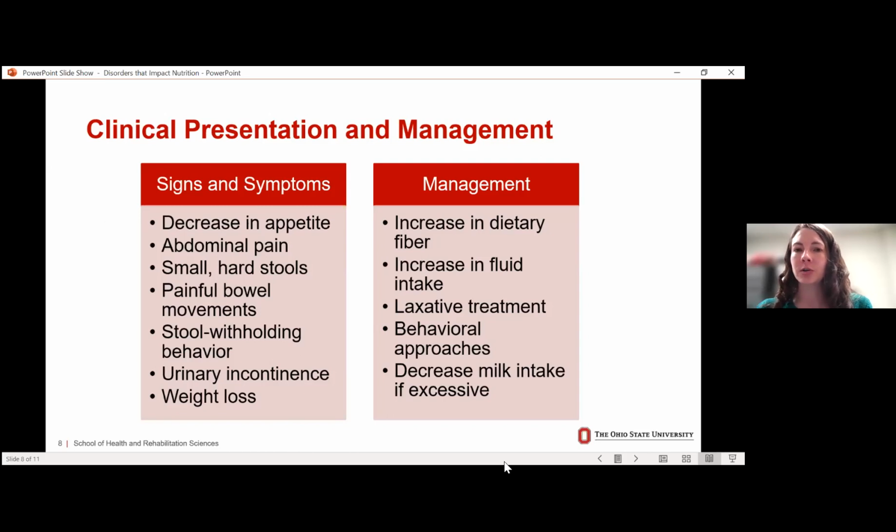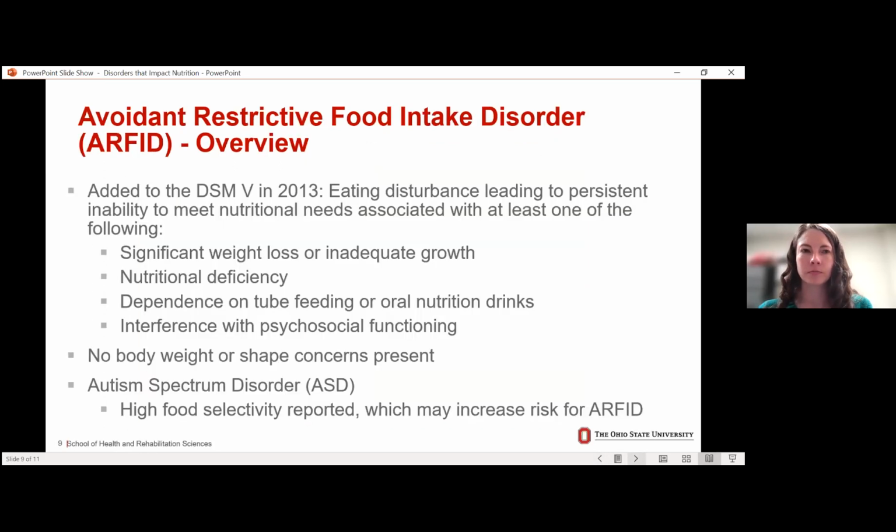But in conjunction, finding strategies to increase dietary fiber intake, increase fluid intake as well, and then behavioral approaches around toileting can be utilized. Excessive milk intake has also been associated with constipation, and sometimes reducing that milk intake can actually help ease constipation. And excessive milk intake, we're talking 5-6 cups of milk per day, well beyond the guidelines of 2 to 3 cups a day that would meet the calcium needs of a lot of younger children.